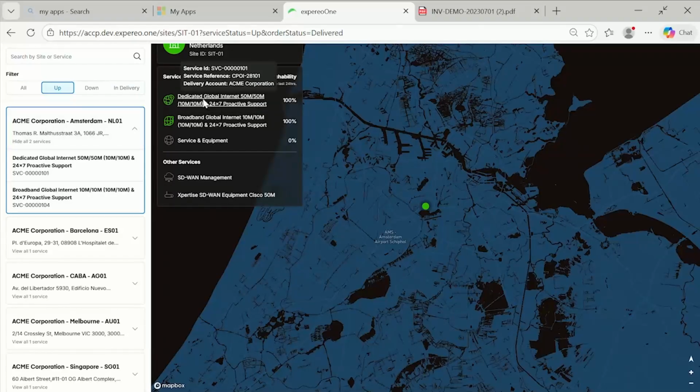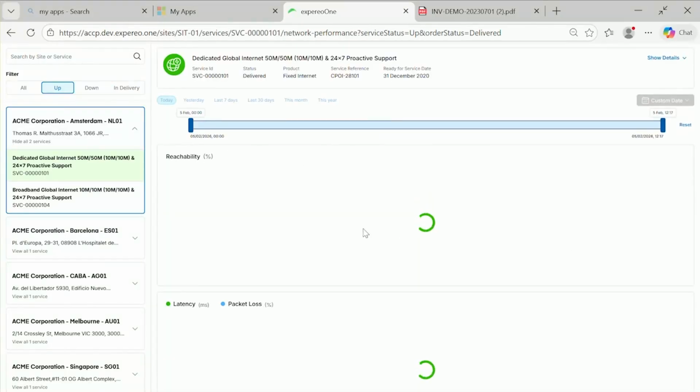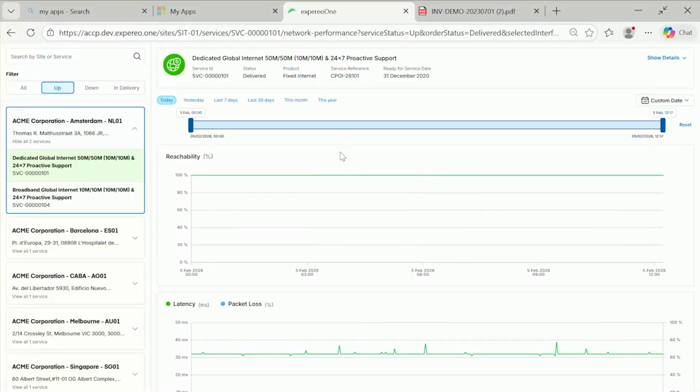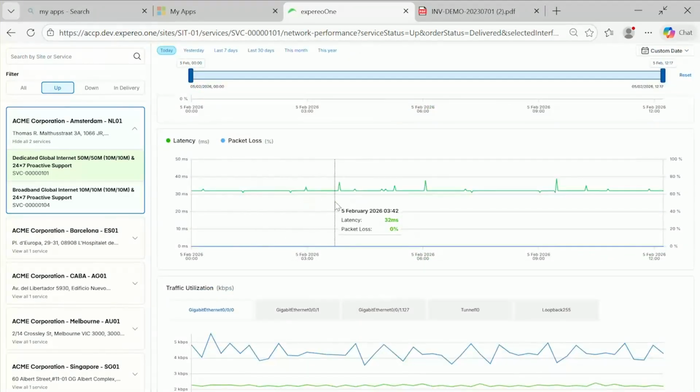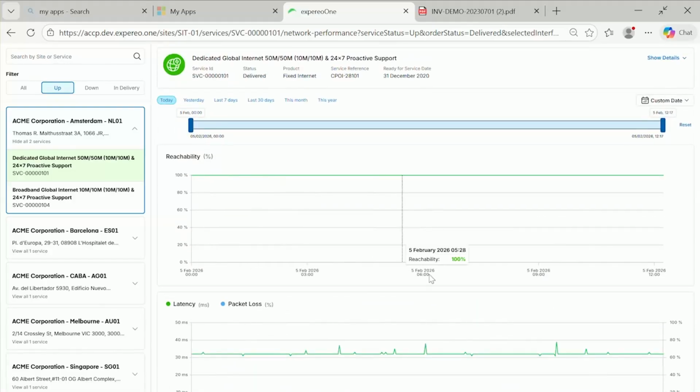So looking at the dedicated internet access, we get an instant view of the performance of our network. So we have reachability, so we'd expect that to be 100% on an up network. And we have latency and packet loss figures as well. What you can see is how it's performing today.